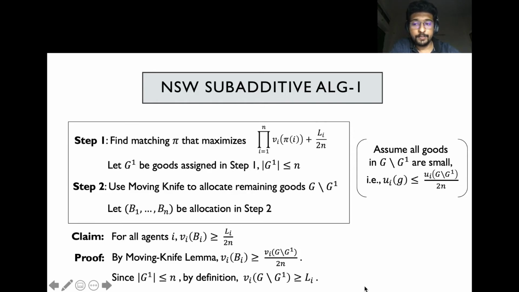Since the size of G1 is at most n, by definition of Li, since it is the minimum over all such removal of n goods, the value of G minus G1 is at least Li, and hence the value of Bi is at least Li over 2n for all the agents.